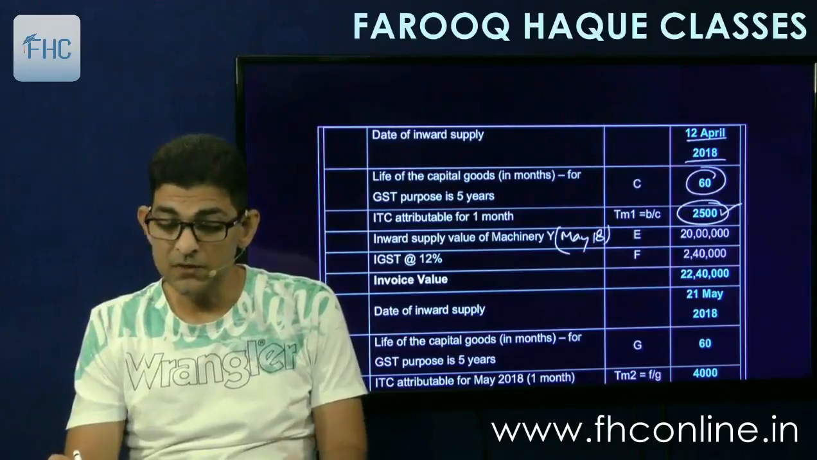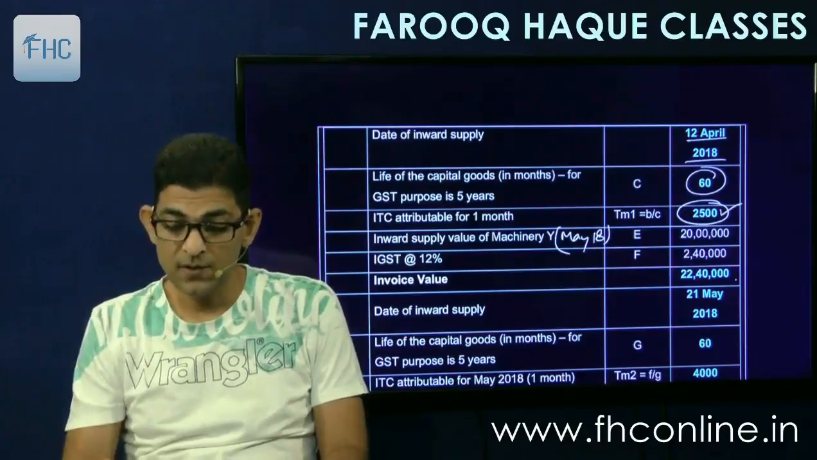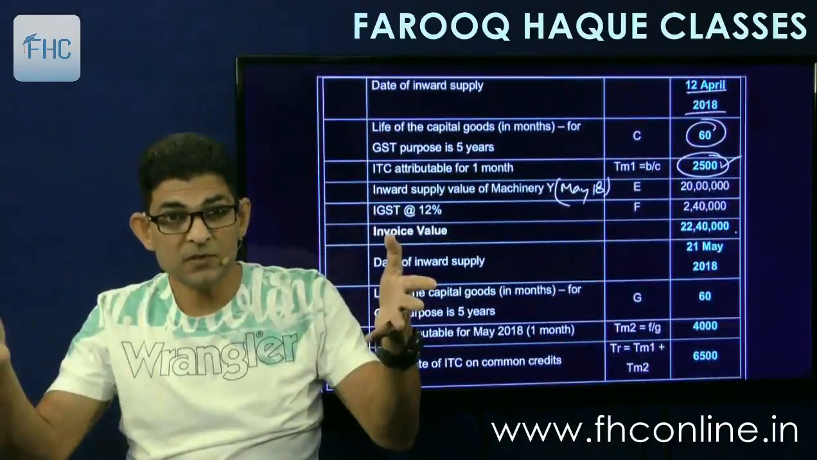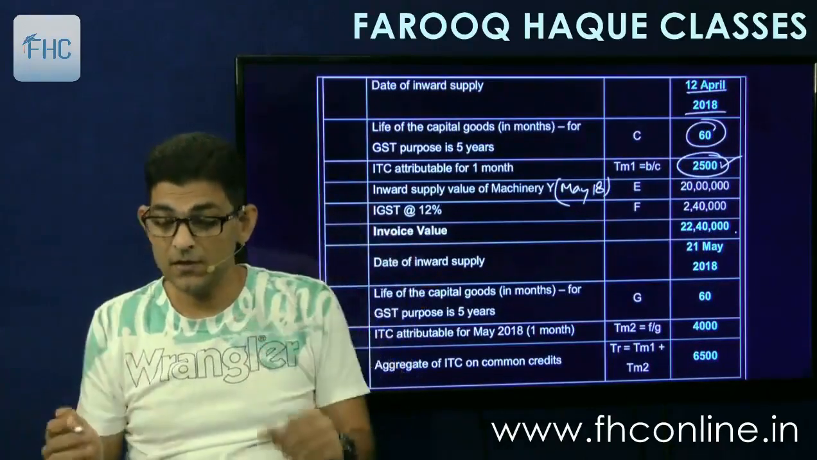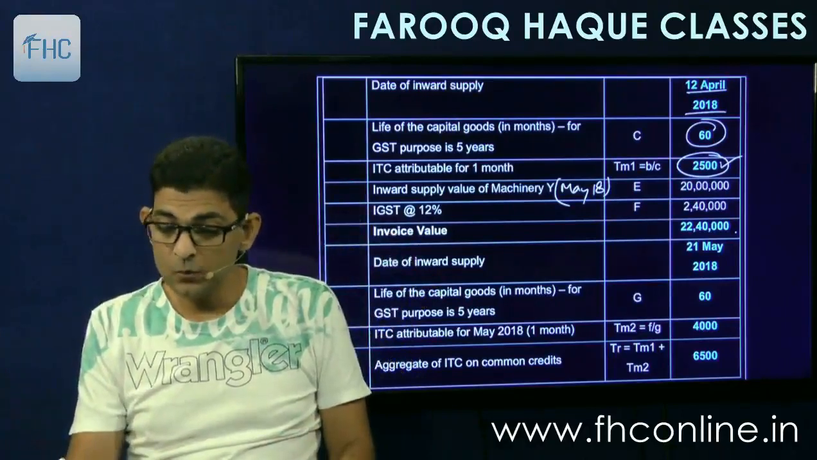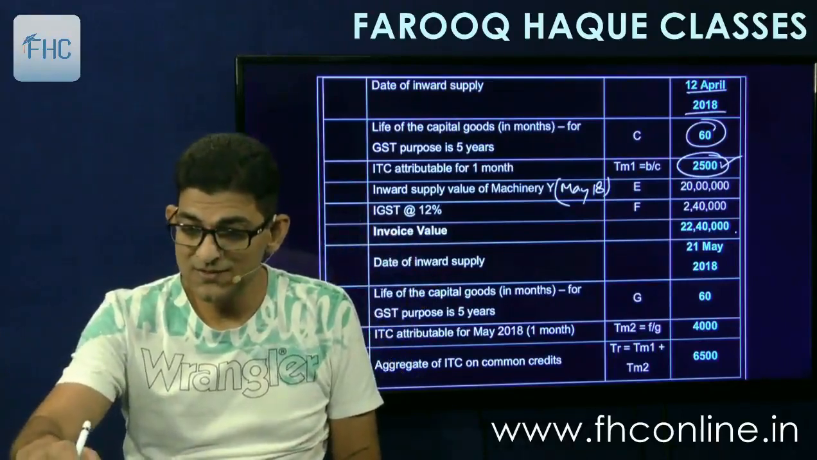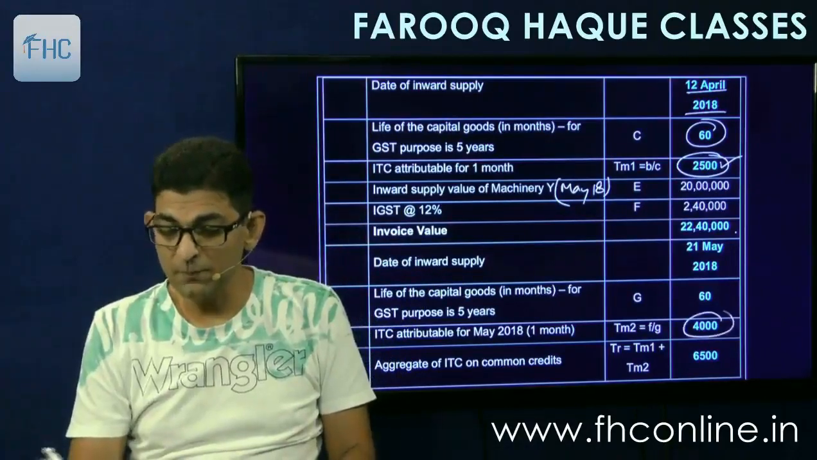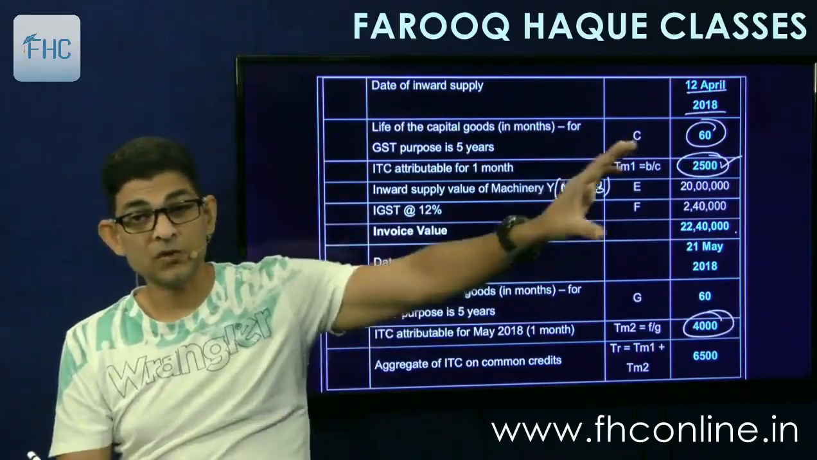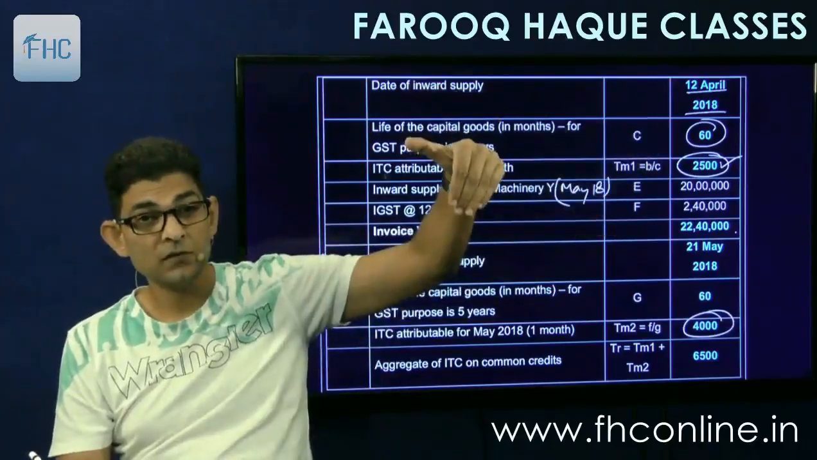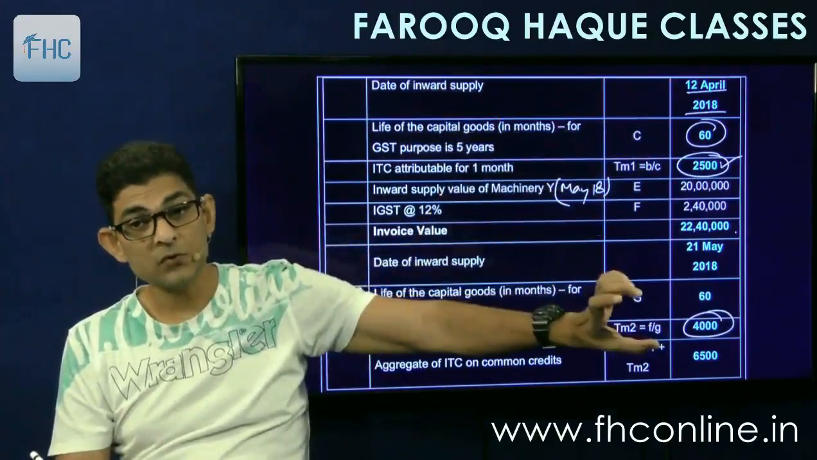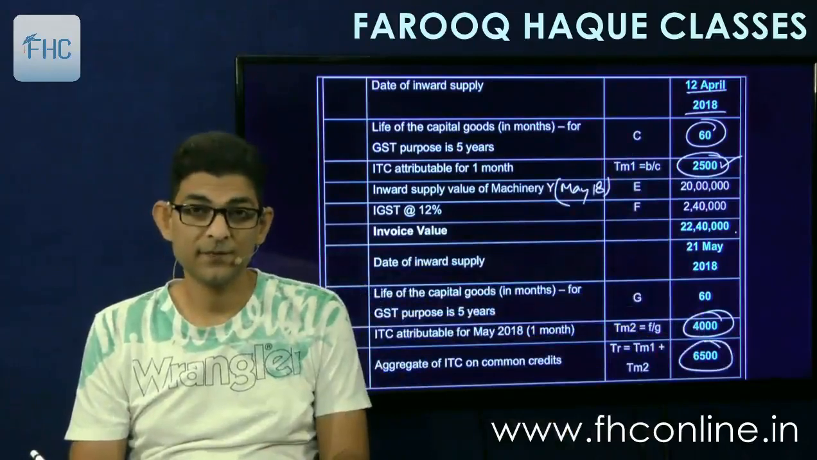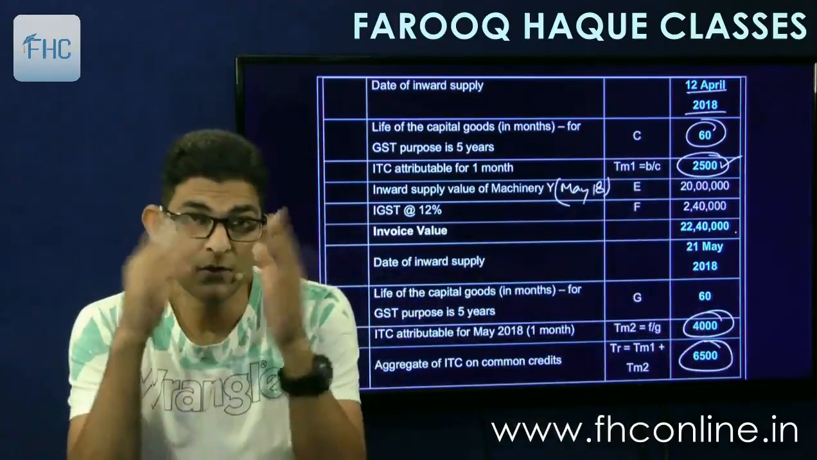20 lakhs, IGST 2,40,000, total invoice price. Date of inward supply C, 21st May 2018. So this also you will divide over 60 months. This is the first month. So again, if we divide 2,40,000 by 60, it will give us 4,000 per month. So this 2,500 which is brought forward from earlier periods and 4,000 of the current period, total will give us 6,500. So this is per month.